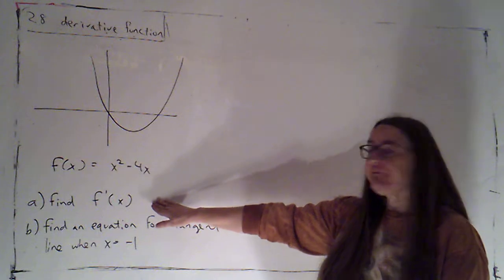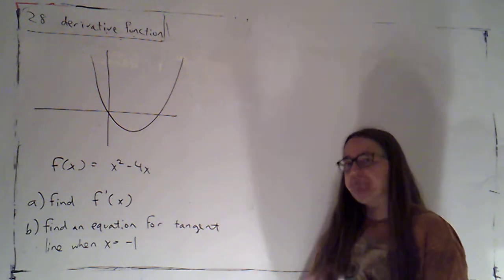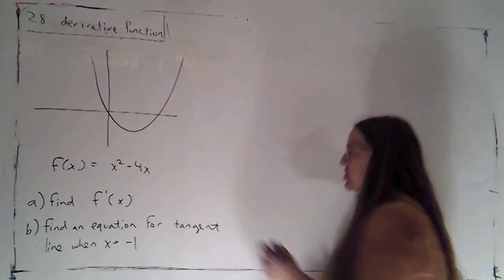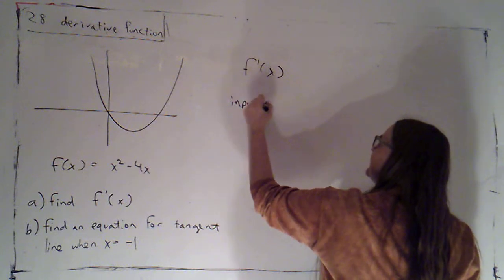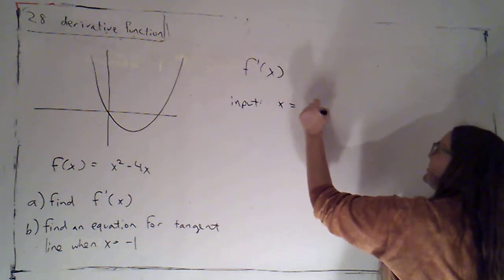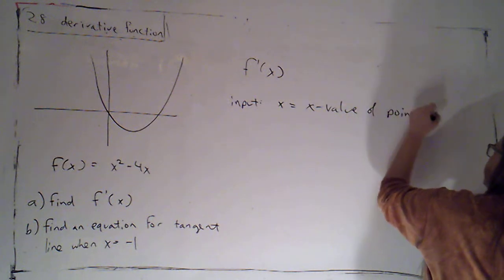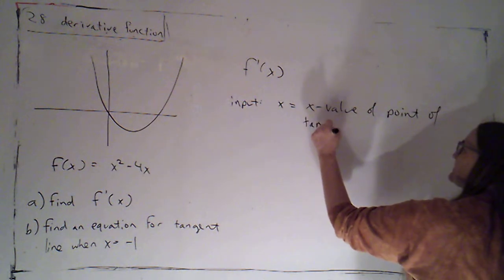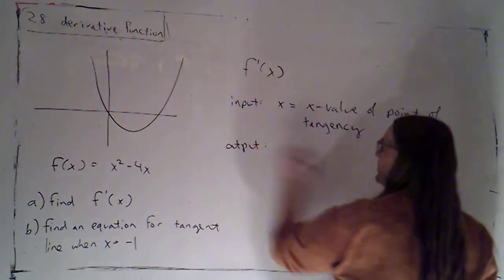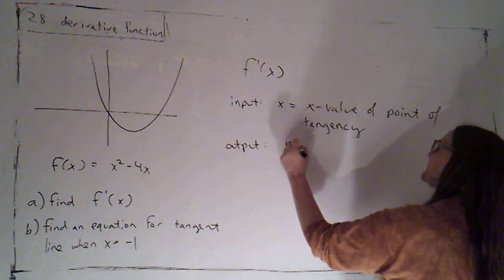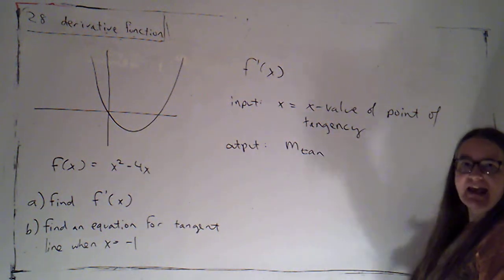First of all, we want to find a formula for f prime of x. That's the derivative function. That's the function where the input is just x, which is the x value of the point of tangency. And the output of this function is the slope of the tangent line at that point x.